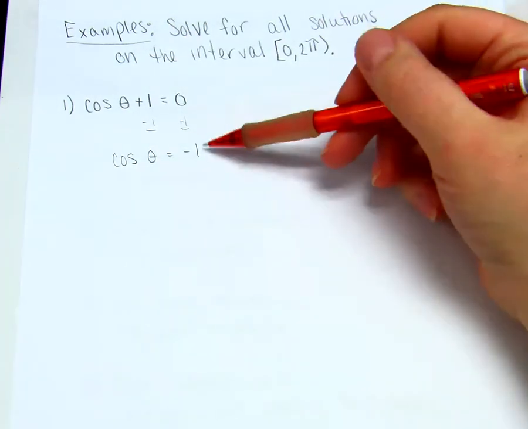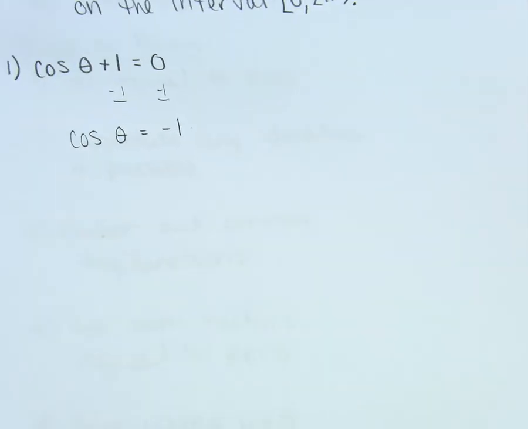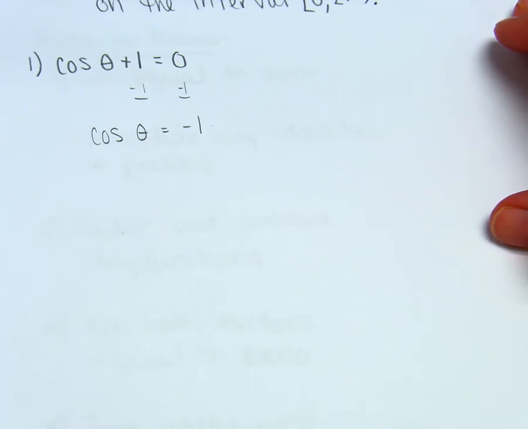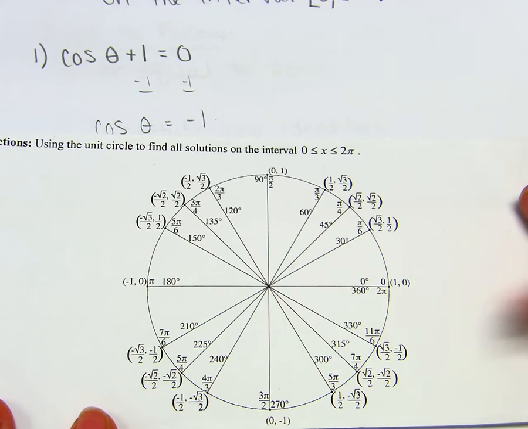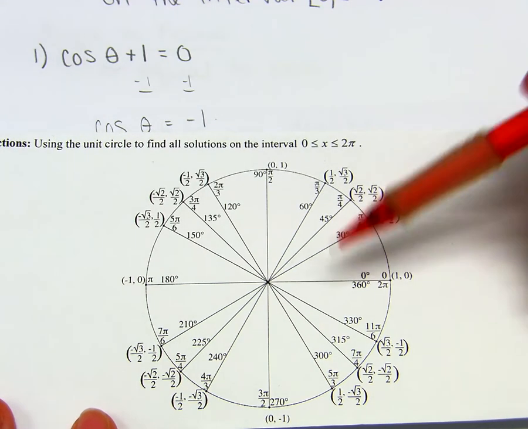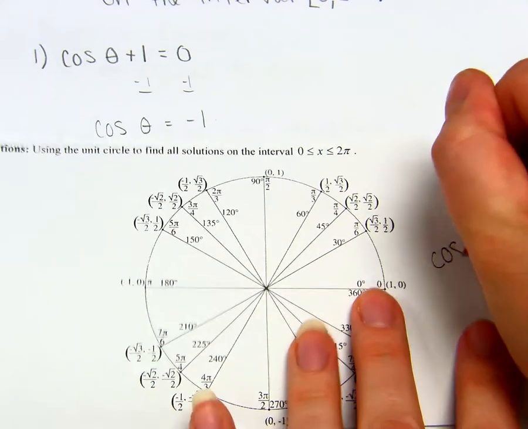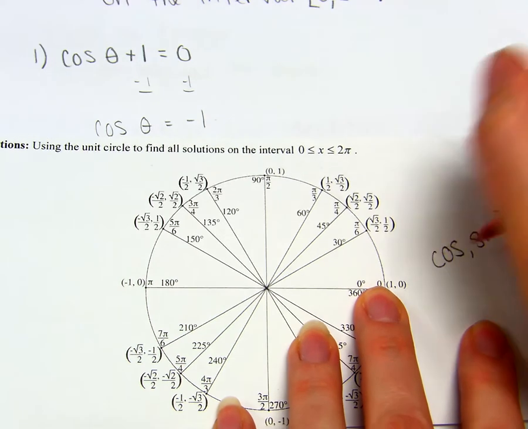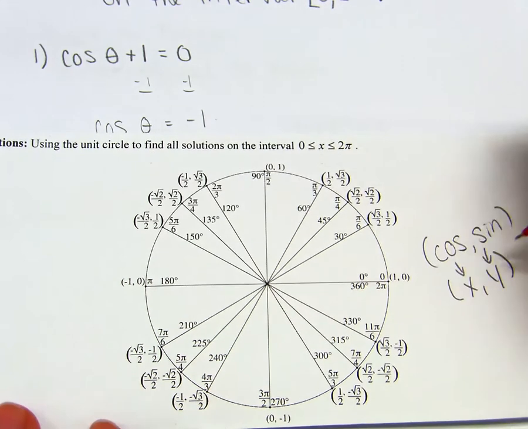Now I have to use my beautiful unit circle, what you guys love so much, and figure out when cosine theta is -1. So if I'm looking at my unit circle, here's my beautiful unit circle that I took off another piece of paper. I want to know when cosine theta is equal to -1. And you guys should remember the points go cosine, sine in alphabetical order, just like x, y. Cosine goes with the x values, sine goes with the y values.